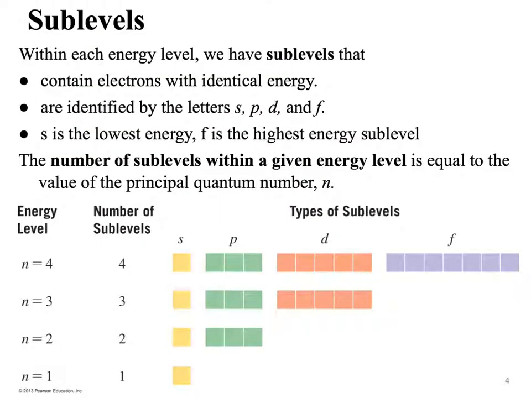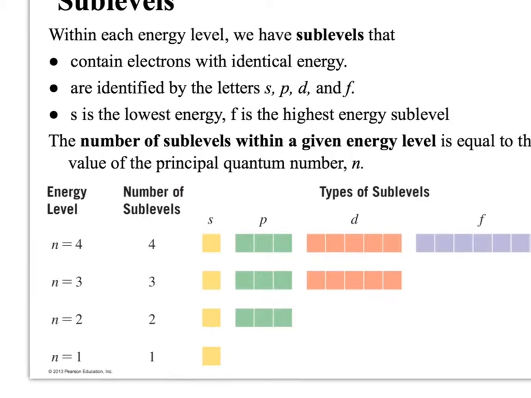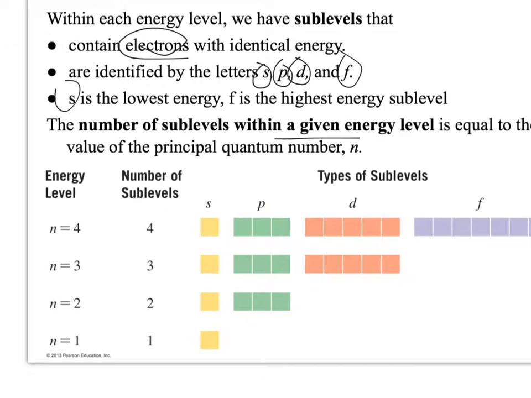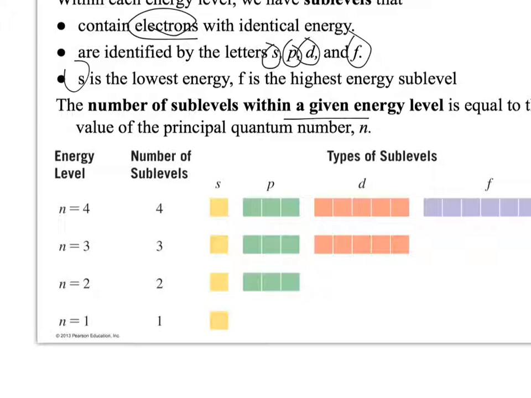For each level of energy, we're going to have sublevels. These sublevels contain electrons that have identical energy. The sublevels are identified with S, P, D, and F. S is the one with the lowest energy level, and F is the one with the highest energy level. The number of sublevels in an energy level is equal to the value of the principal number, n.